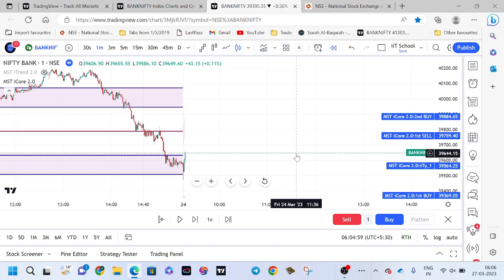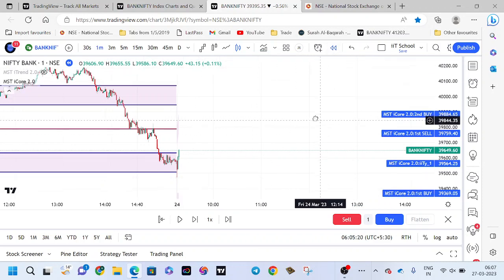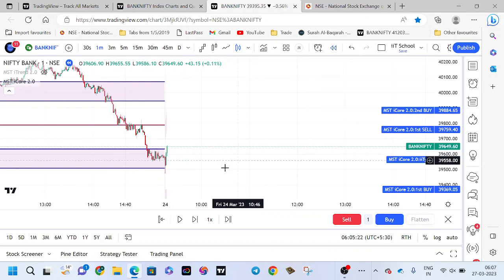So we have added one more indicator called MST I10 2.0 in addition to MST iCore 2.0. Today let us see how to use this indicator and what its performance was in the previous trading day. Now I am going to press the bar replay button. Now it will show you the market as if it is not open yet.